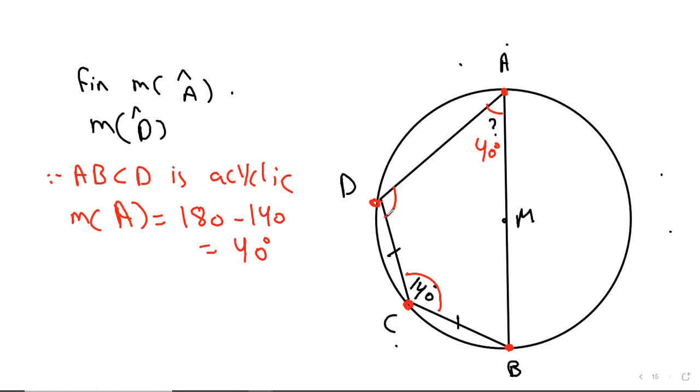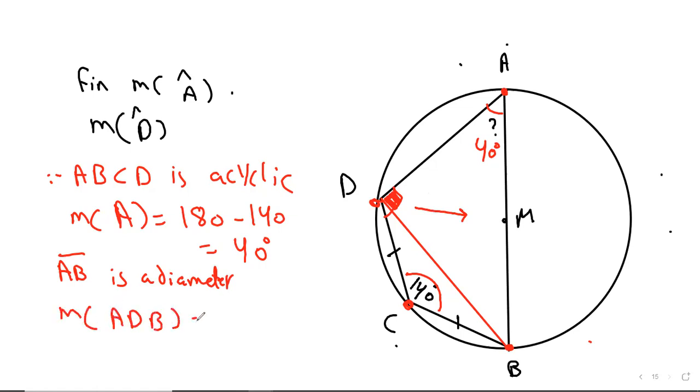I want to get measure of angle B. So we can do a construction here, draw BD. And this angle here is 90. Do you know why? It's an inscribed angle drawn in the semicircle, because AB is a diameter. If you found a diameter opposite to an inscribed angle, this angle would be 90. So measure of angle ADB equals 90 degrees.